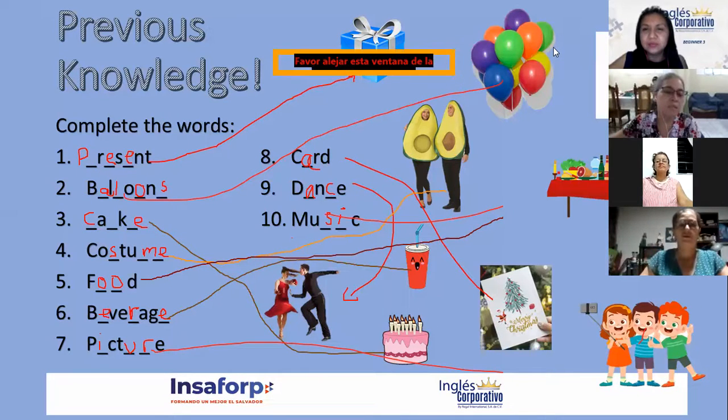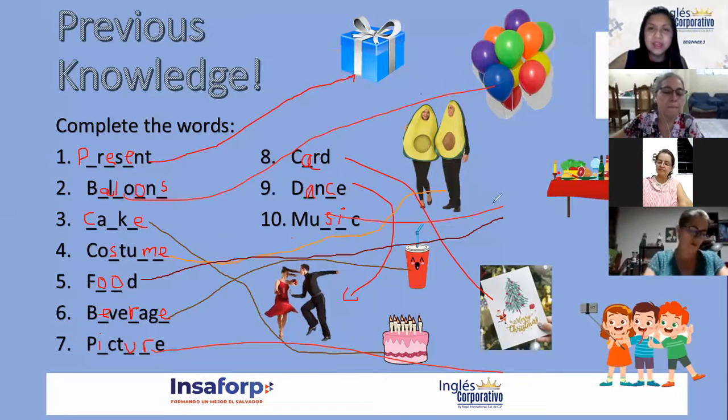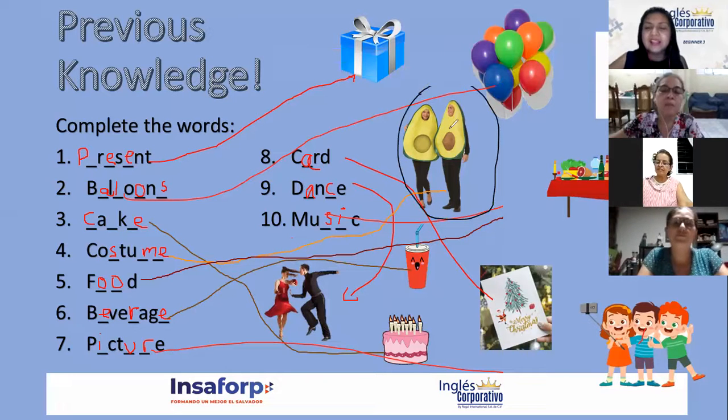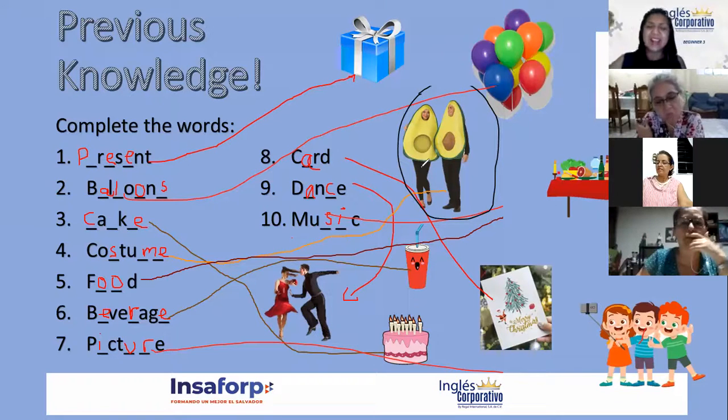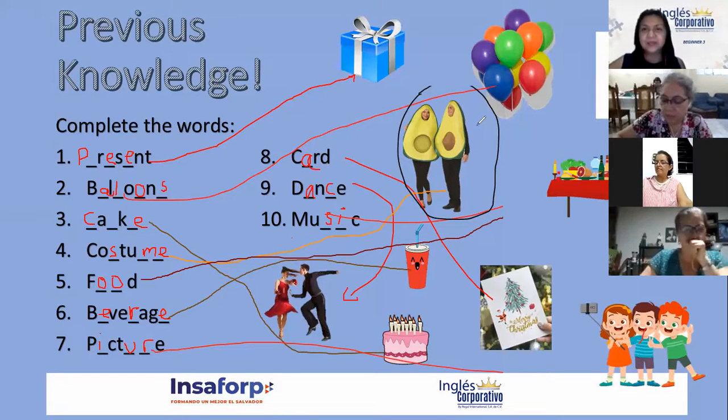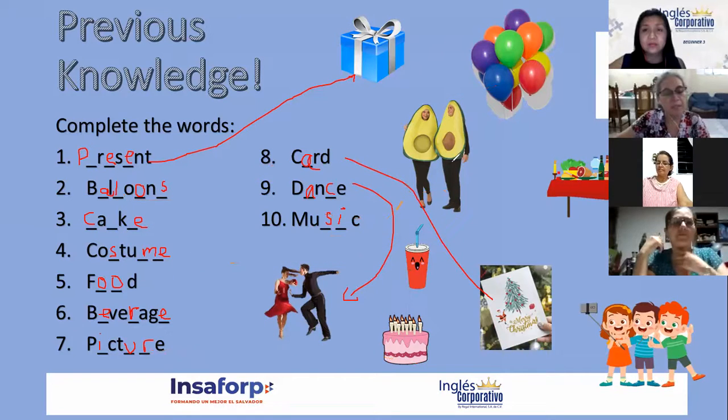What does costume mean? Can you see it here? It's when people disguise themselves with funny clothes that represent something, like in this case, the avocado, but sometimes people put on costumes like Mickey Mouse or the princess or Batman or Superman. Disfraz? Exactly. Especially on Halloween.